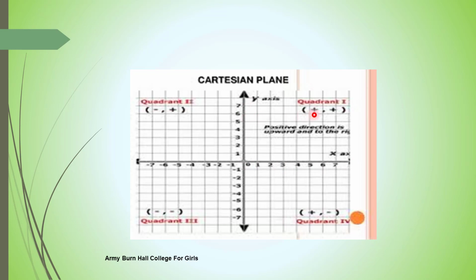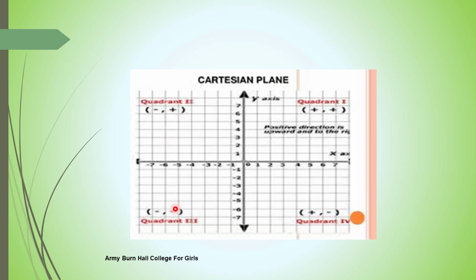So x and y, both quantities are positive. This is our first quadrant. In the second quadrant, the x-axis is negative and the y-axis is positive. You can see over here x negative, y positive. So we are going to represent this ordered pair as (x, y), negative, positive.